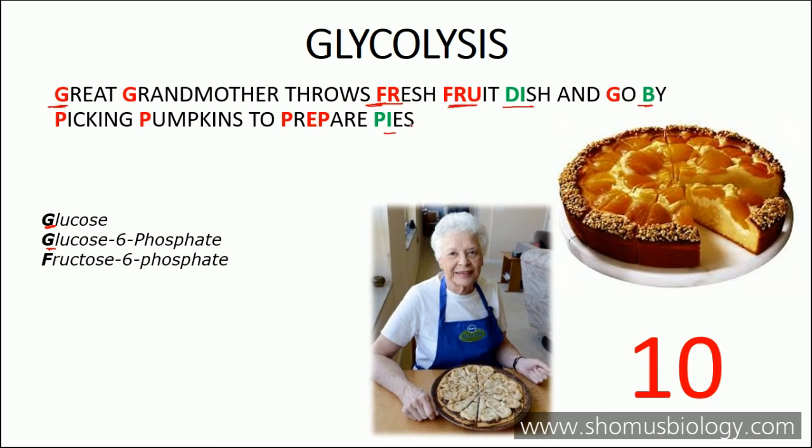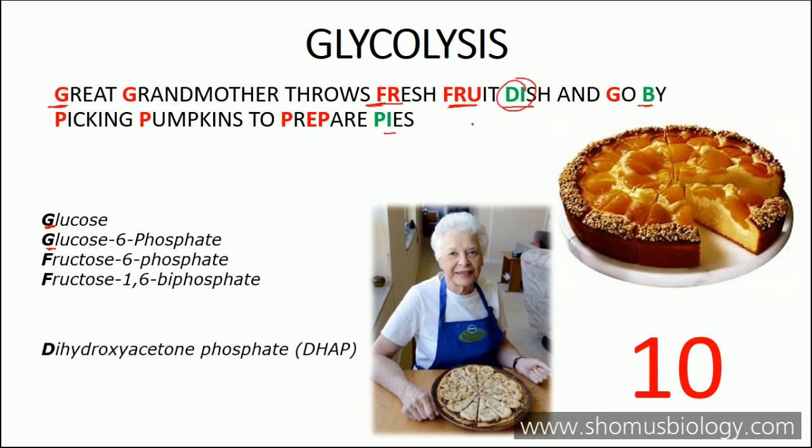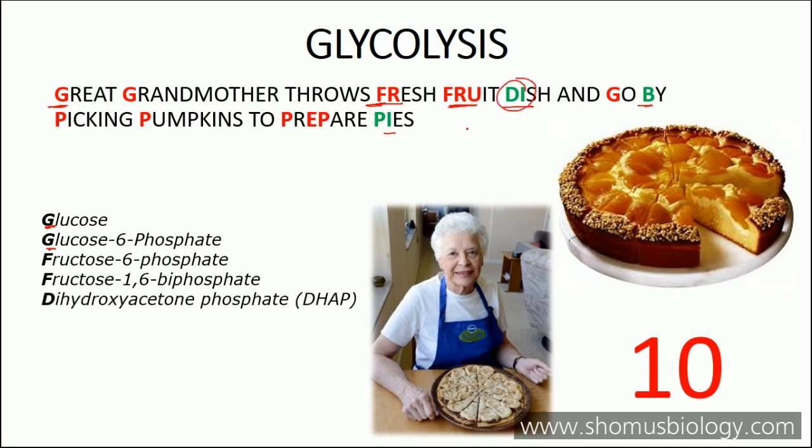FRU, what else is that? Fructose 1,6-bisphosphate. Then DI, dihydroxyacetone phosphate. And then G again, glyceraldehyde 3-phosphate. Then B, actually bi, 1,3-bisphosphoglycerate. You also have a bi in here.